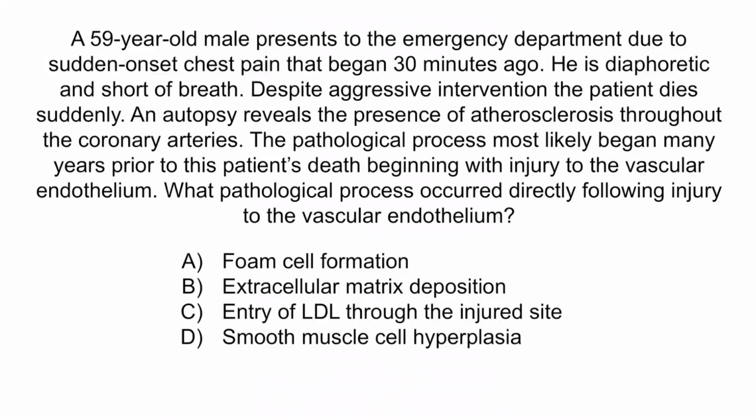A 59-year-old male presents to the emergency department due to sudden onset chest pain that began 30 minutes ago. He is diaphoretic and short of breath. Despite aggressive intervention, the patient dies suddenly. An autopsy reveals the presence of atherosclerosis throughout the coronary arteries. The pathological process most likely began many years prior to this patient's death, beginning with injury to the vascular endothelium. What pathological process occurred directly following injury to the vascular endothelium?